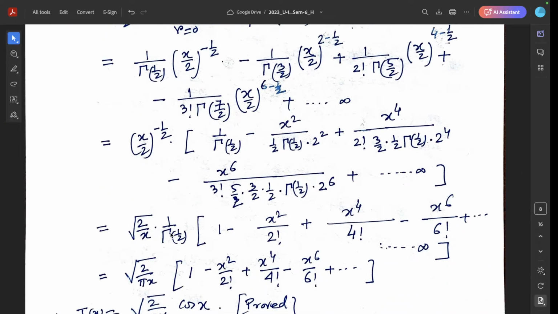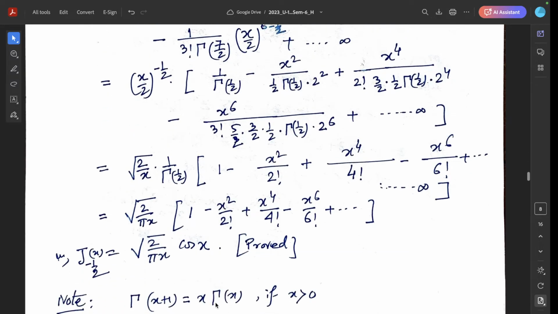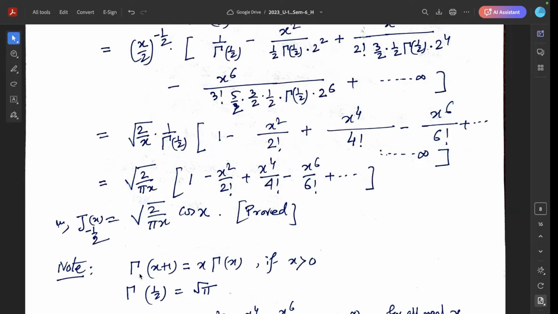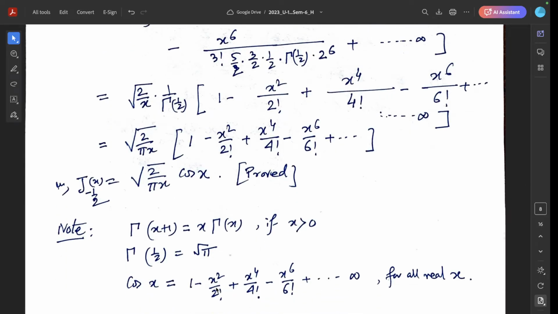So this is equal to, gamma half is root pi, so the whole root of 2 by pi x, bracket 1 minus x square by factorial 2 plus x to the power 4 by factorial 4 minus x to the power 6 by factorial 6 plus dot dot dot. And this is the cos x. So the expansion of cos x is this, hence the result. Here we use gamma x plus 1 equal to x gamma x for x greater than 0, and gamma half equal to root pi, and this cos x series expansion for real x is this.